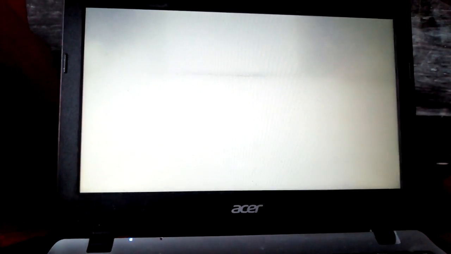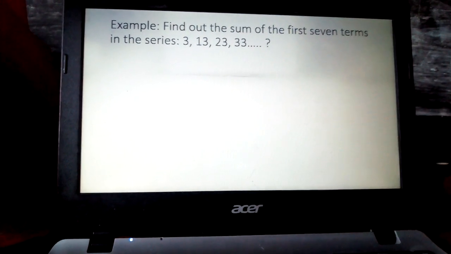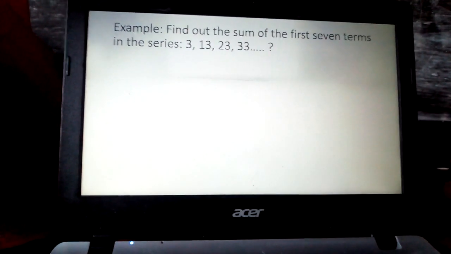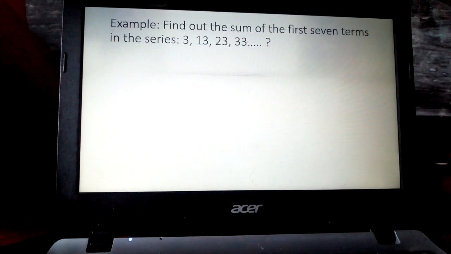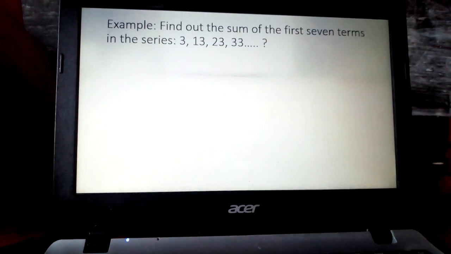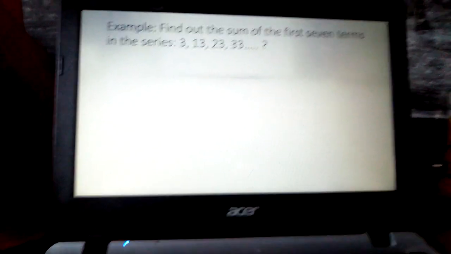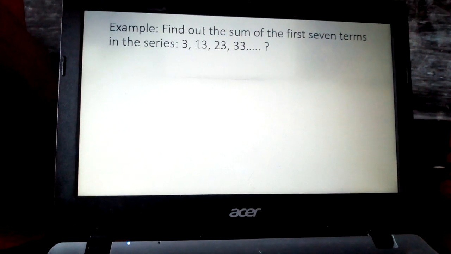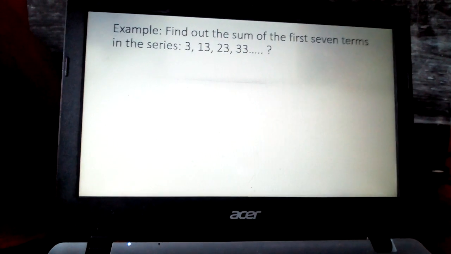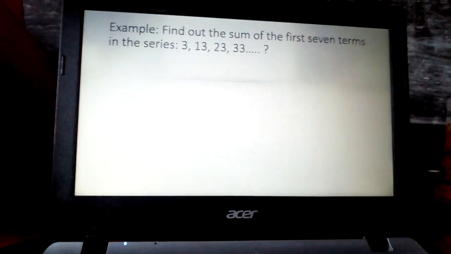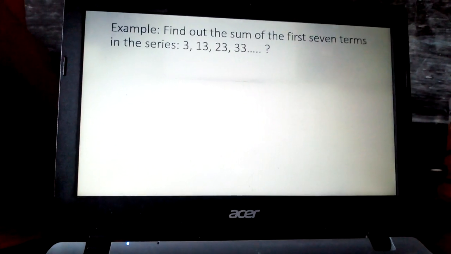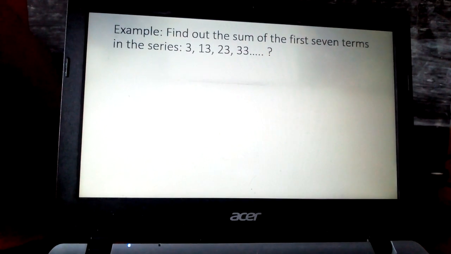Now let us discuss some examples. You have to find out the sum of the first 7 terms in the series. Mind it, earlier we were trying to find the 7th term or maybe the 8th term. The same question I am using here, the one which we had used to find the 7th term earlier. You can go back to that portion of the video and have a look at it again. But now we are not going to find the 7th term. Earlier we found it was 63, but we are not going to find that again. We are going to find the sum. Basically we are going to add up 3, 13, 23, 33 up to 7 terms, and find the sum.